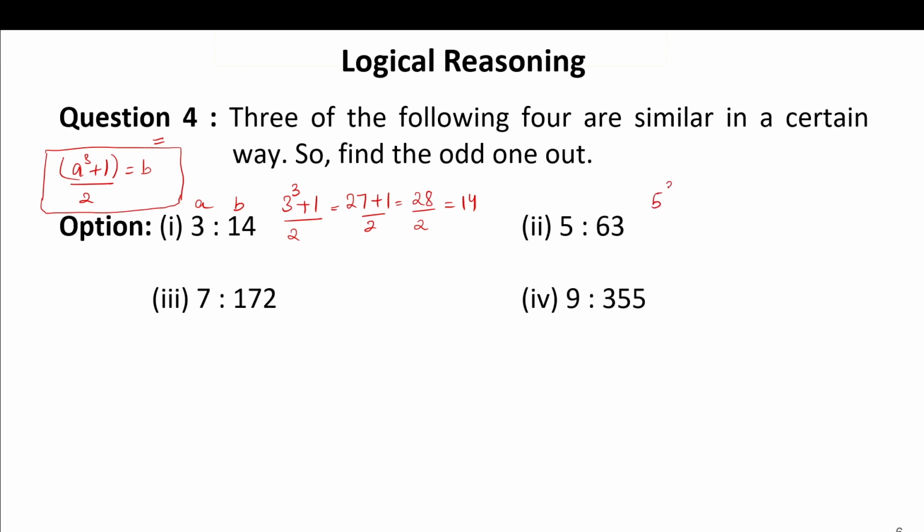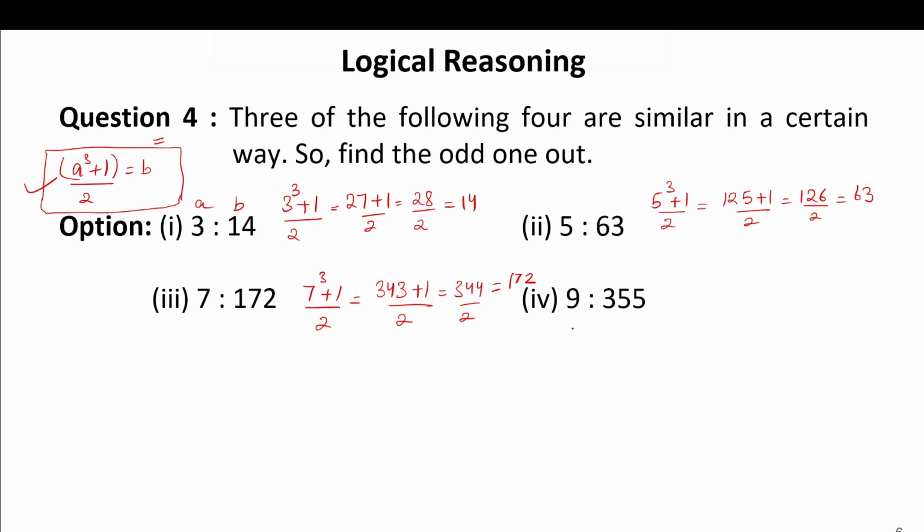Now let us check if this logic holds true for option number 2 as well. So option number 2, 5 cube plus 1 divided by 2. So 5 cube is 125. And if I add 1 into it, then it will be 126 by 2. This will be equal to 63. So it is correct for option number 2 as well. Now if I look over here, 7 cube plus 1 divided by 2. So 7 cube is how much? 7 cube is 343 and I add 1 and divide by 2. So I'll get 344 divided by 2. This will be 172. So this is correct for option number 3 as well.